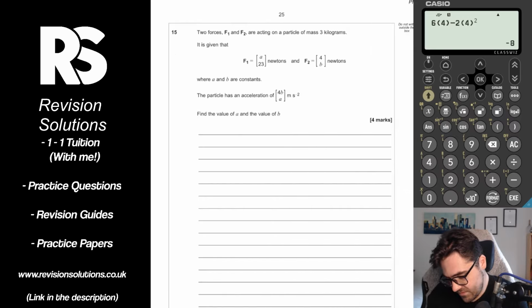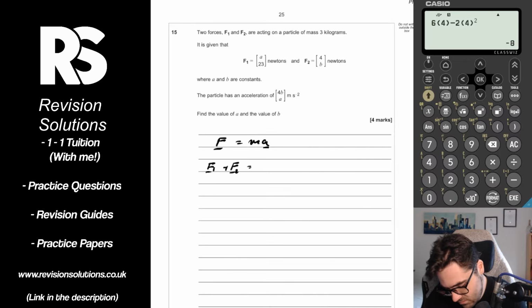Continuing to question 15, it says we've got two forces F1 and F2 acting on a particle of mass 3 kilos, and then we're given the forms of the forces F1 and F2. The particle has an acceleration 4ba, find the value of a. Okay, so this is an F equals ma question, right? If we use the vector form, the net force is just F1 plus F2 equals ma still.